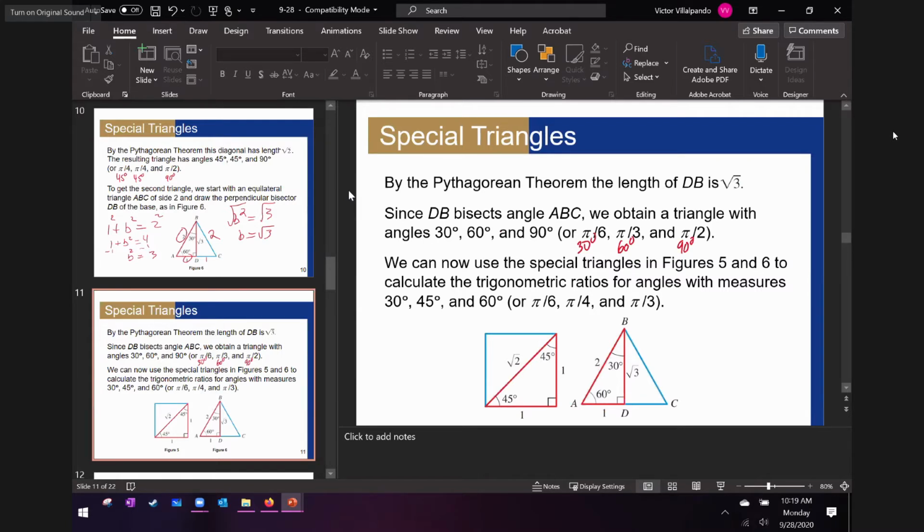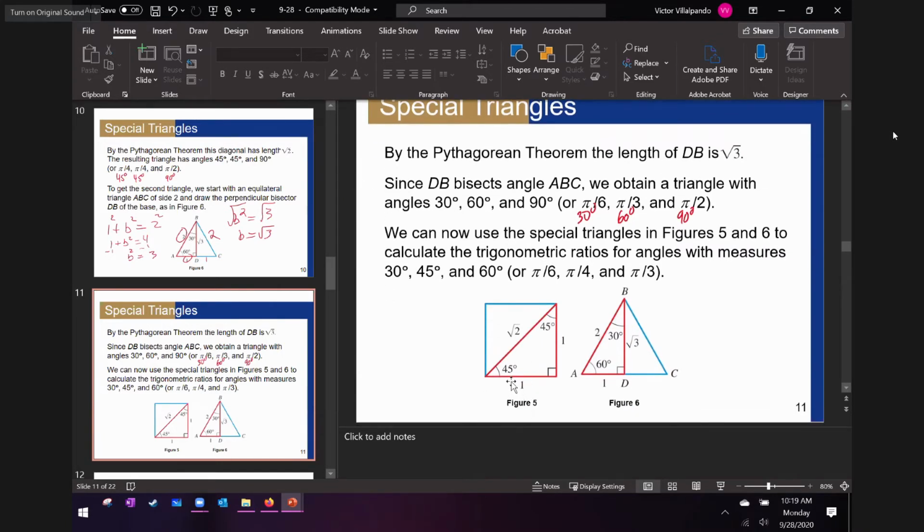Now it says we can use these special triangles in figures 5 and 6, these two triangles, to calculate the trigonometric ratios for angles with measures 30, 45, 60, or π/6, π/4, and π/3. So using these two methods, we're able to come up with these special angle triangles: the 45-45-90, and here we have a 30-60-90.